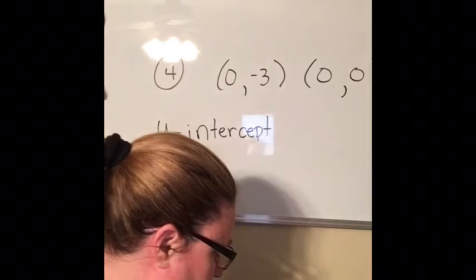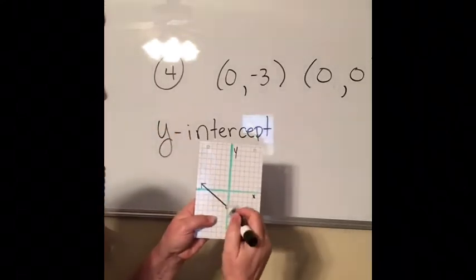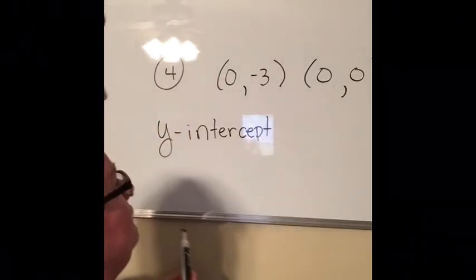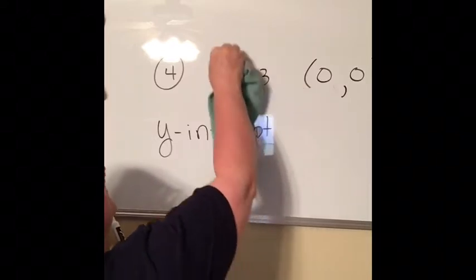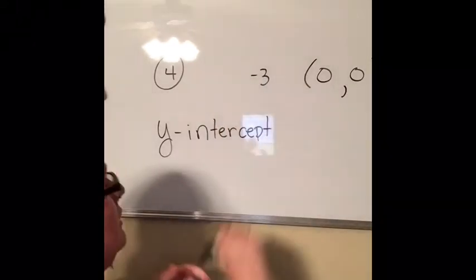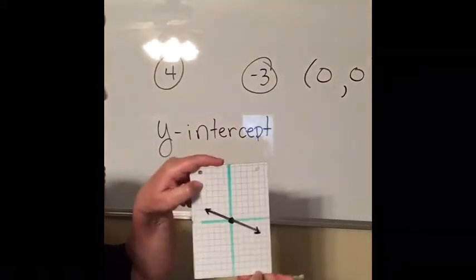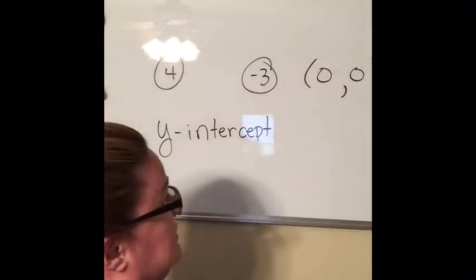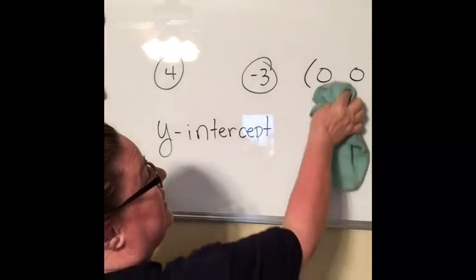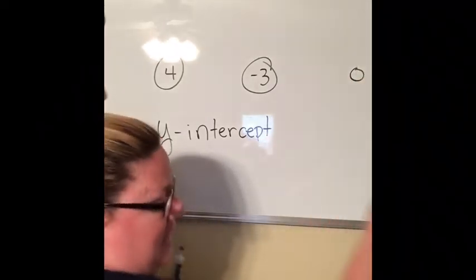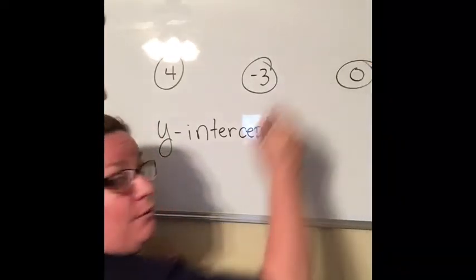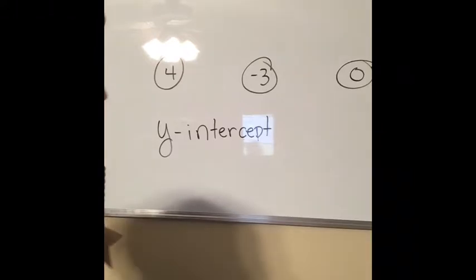For this second one, our y-intercept would be -3. And then for our last one, our y-intercept would be 0. There is a difference between having a y-intercept of 0 and having no y-intercept. 0 is a number, okay?